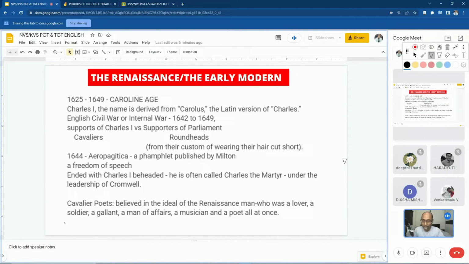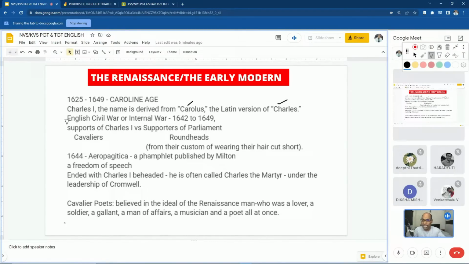Now let us go to the next age, which comes immediately after the Jacobean age. So now under the Renaissance we have completed two ages: one is the Elizabethan age, and then the Jacobean age. Now we have to complete the Caroline age. It is from 1625 to 1649. Charles the First; the name is derived from Carolus, the Latin version of Charles.